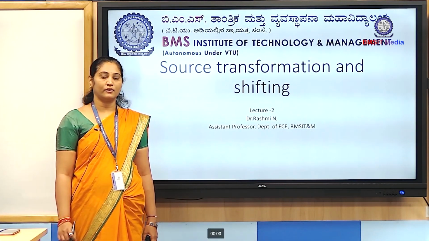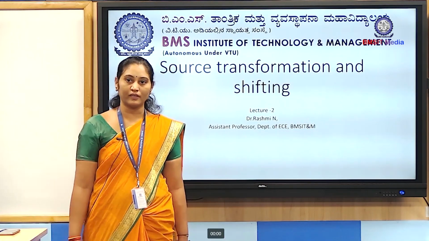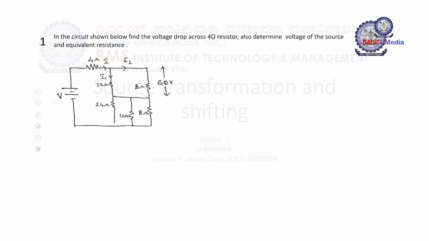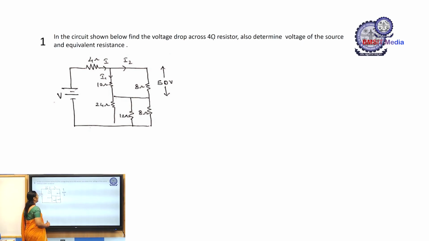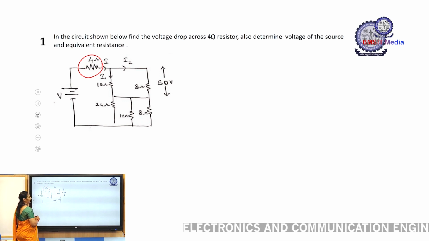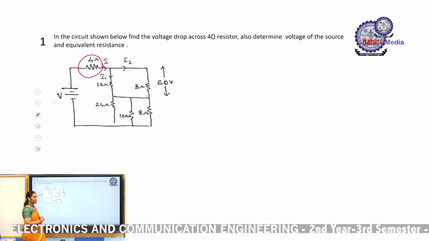So today we'll do some numericals on source transformation, and we'll also define source shifting and do problems on source shifting. Let us consider this numerical. In this circuit they have asked you to find the voltage across the 4 ohms resistor, and also the voltage of the source and the equivalent resistance. These are the three parameters we need to find from this network.